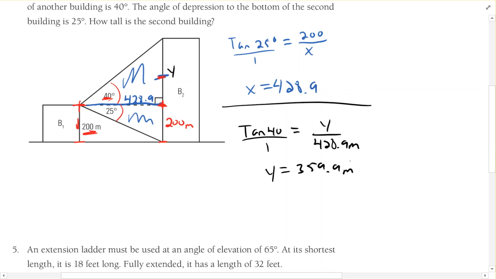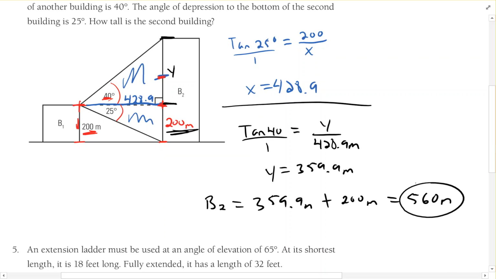Okay, and we're almost done. So now we have that height. Last thing we've got to do is just add 200. So in the end, our answer, we'll say B2, because that's what we're looking for, is 359.9 meters plus 200 meters, which is equal to 559.9. 560 probably is what you rounded to, meters. And that's your answer.